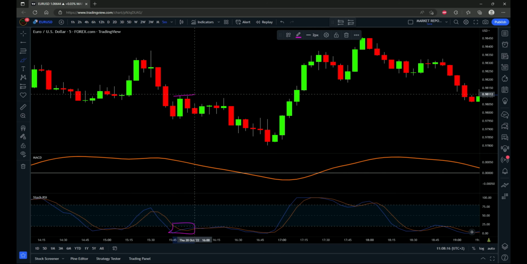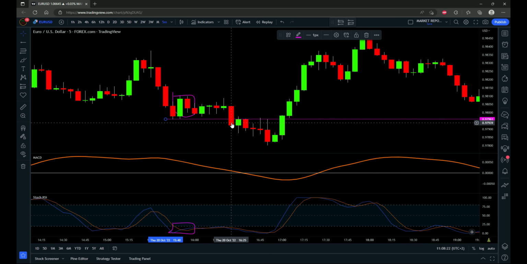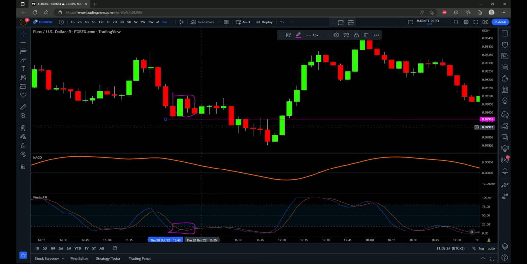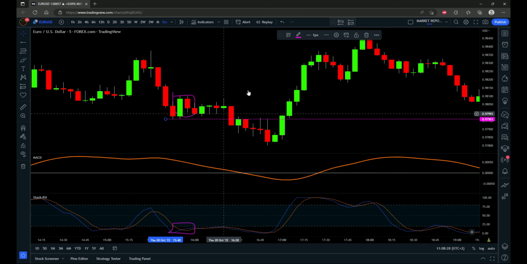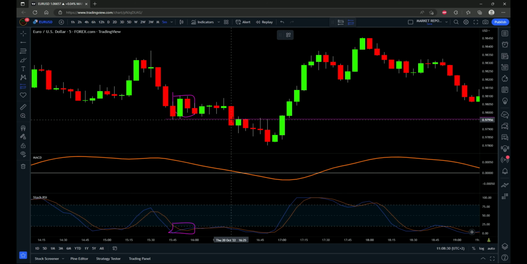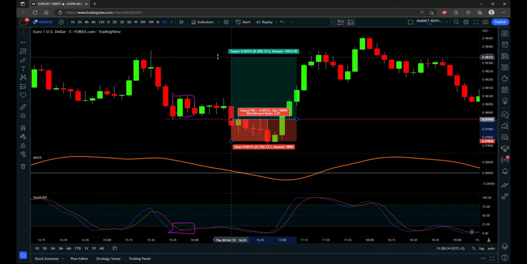That cross up coincides with this area right here. So we'll be looking for the price to sweep the low before that cross up occurred. Right here on this red candle, we have the entry. So that would be a long entry right as the lows are swept there. The target will be the high before that pullback began.